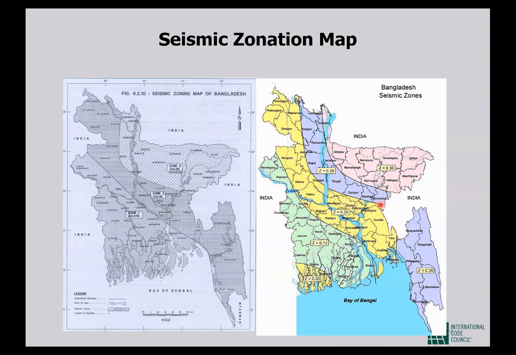In other words, the return period is 2,475 years, almost 2,500 years. So if the return period of an earthquake is 2,500 years, that large an earthquake is called the maximum considered earthquake. And if that kind of earthquake occurs in a nearby place, the ground vibration that may occur in different places of Bangladesh, this is a kind of worst scenario for that.